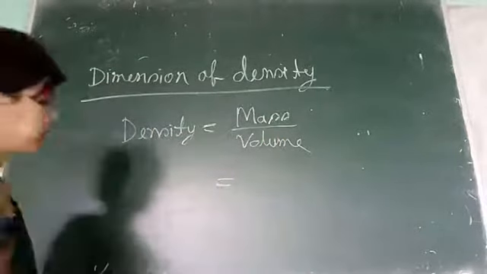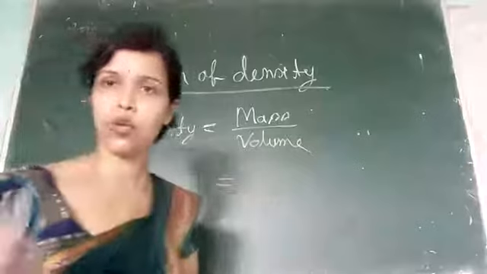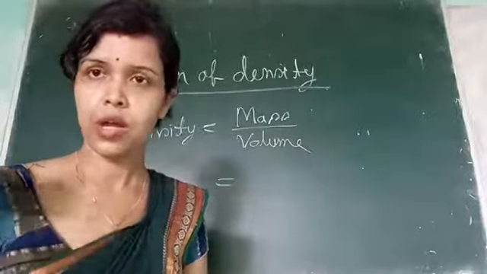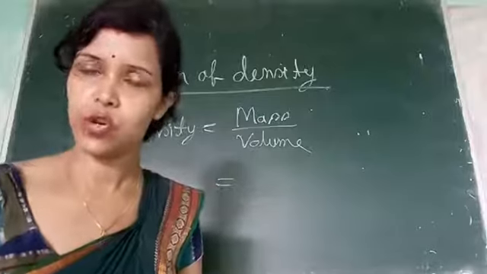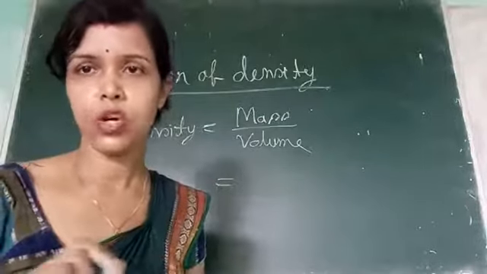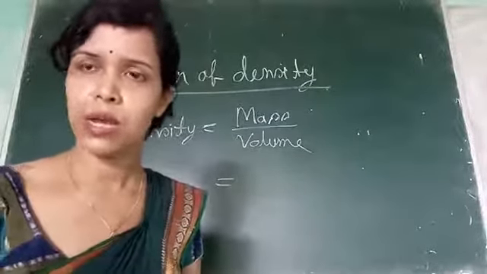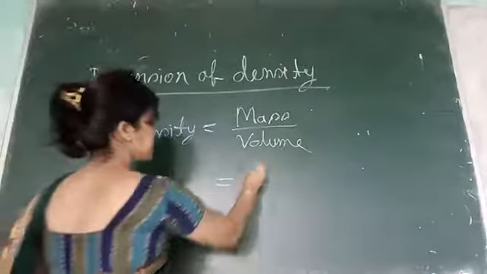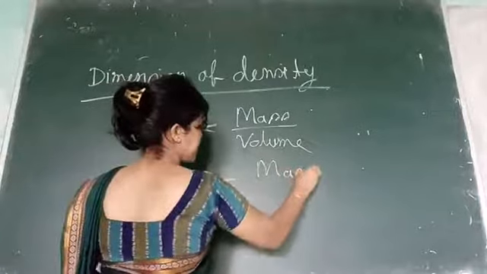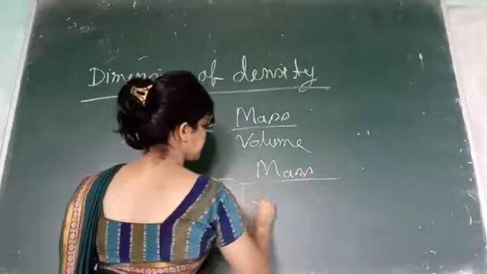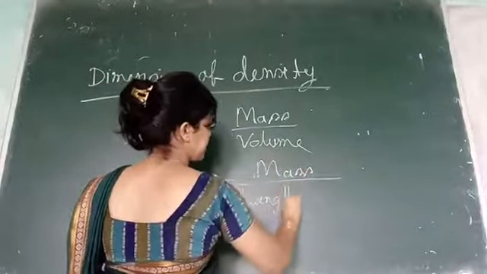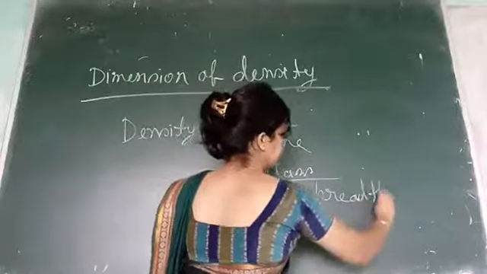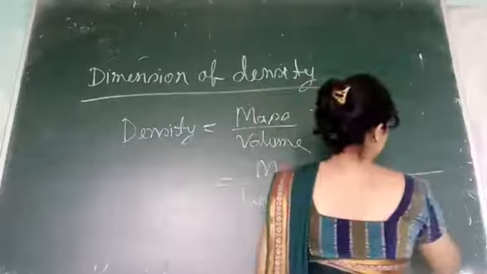Volume is actually a derived quantity. So if we express this volume in fundamental or basic quantities, how can we write? Volume is equal to length into breadth into height. So this is mass divided by length into breadth into height.